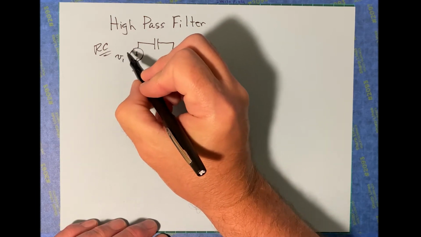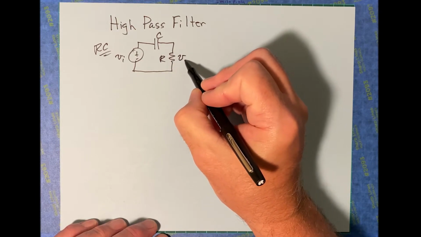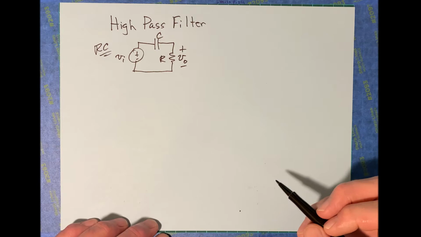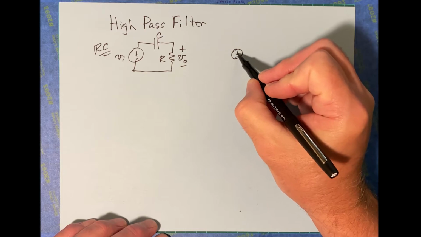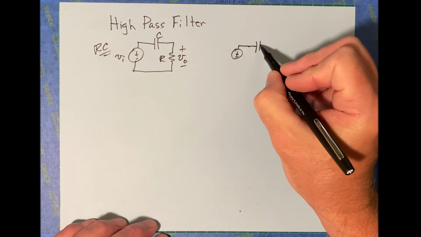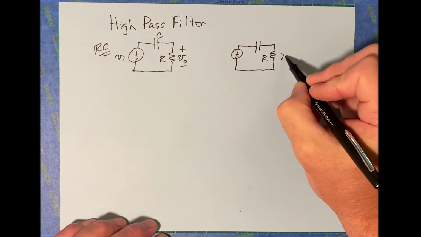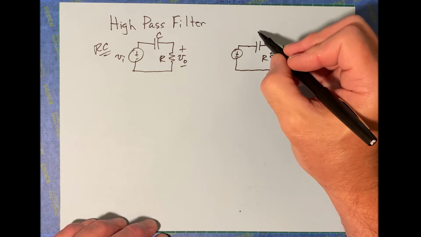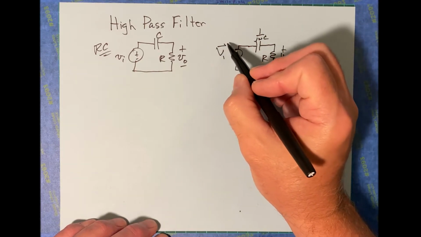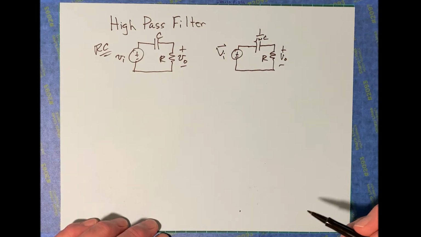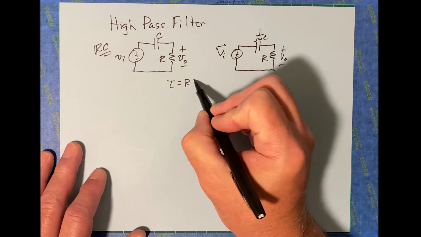Here's our input, our capacitor, our resistor, and this time we're going to take the output across the resistor. Okay. Transform that into frequency domain, and this is going to be 1 over j omega c, and this is our input phasor. Okay, now for this one, tau is RC.